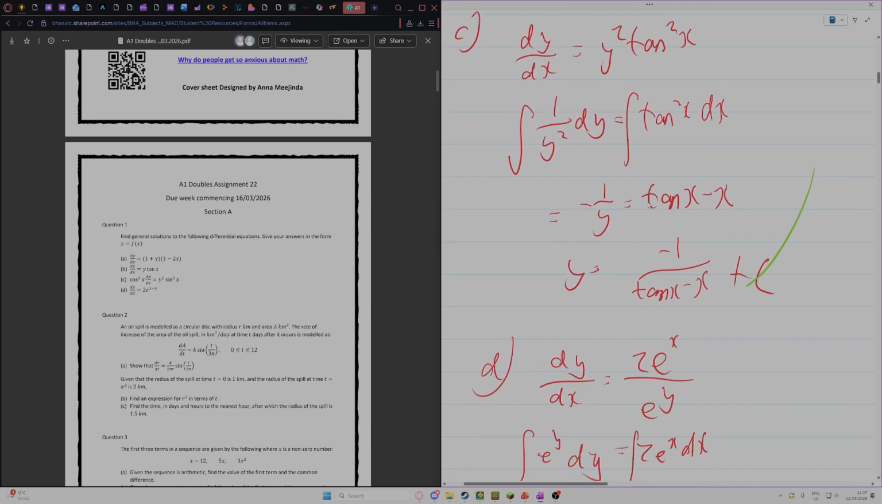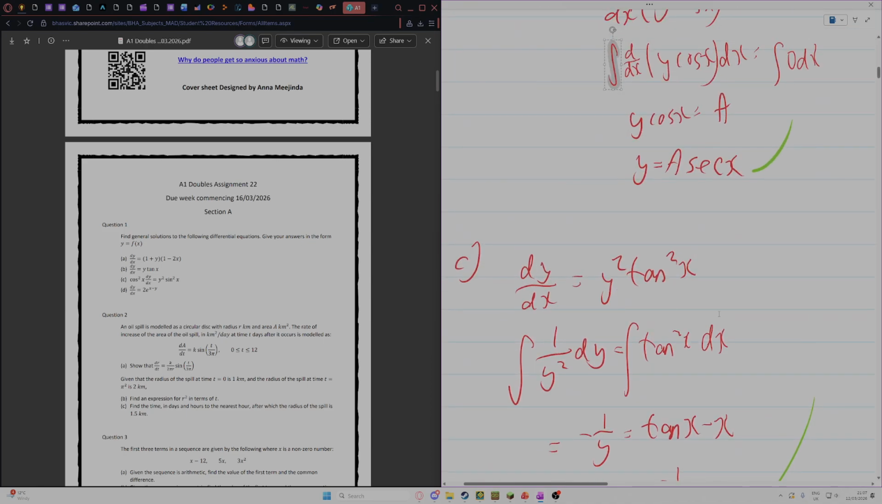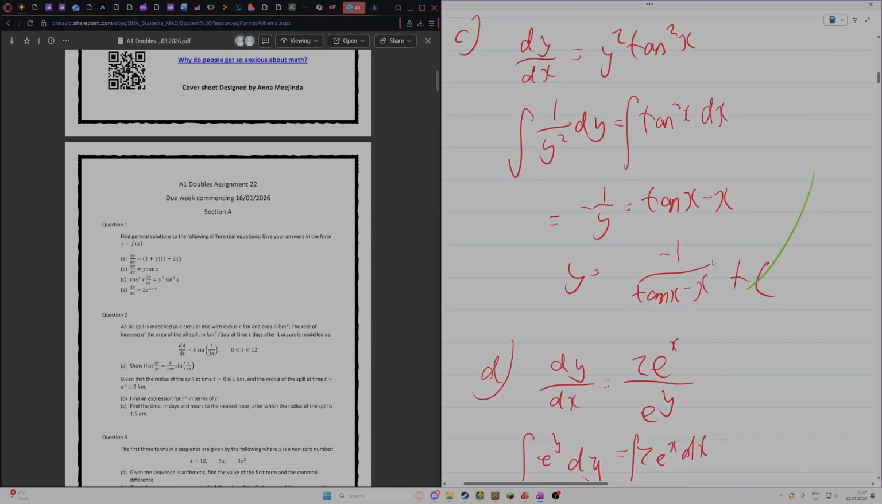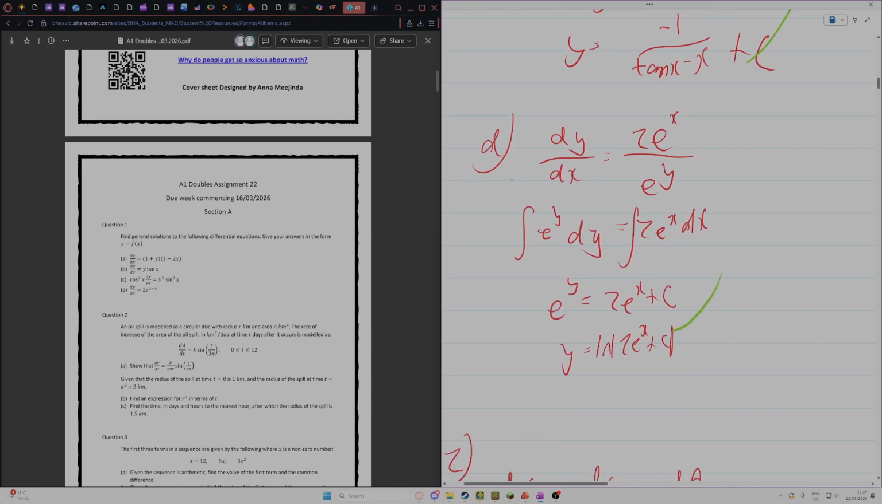Part C. Here I use separation of variables. It was much easier. It's impossible to use the integrating factor here because it needs to be p of x times y for the integrating factors to work. So we have this, you get this equation. And then part C, so I just did separation of variables again.